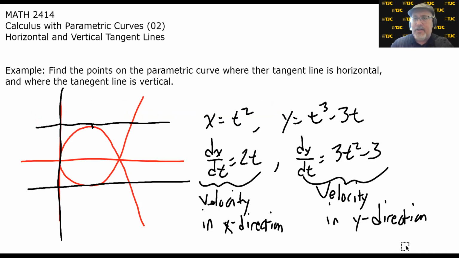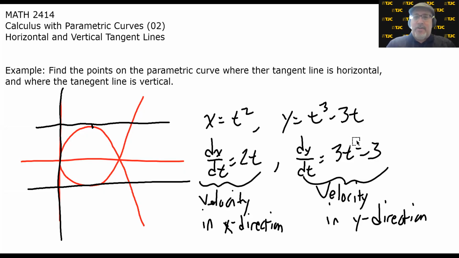I'm going to pause the video and give you a chance to figure out the t-values where we have our vertical and horizontal tangent lines. All you have to do is put the correct derivative equal to 0, and that'll give you the t-values. But then I'm going to follow up and ask you to find the actual points on the graph where there's a vertical tangent line and where there's a horizontal tangent line. So think about how to do that, and we will resume after this brief pause.